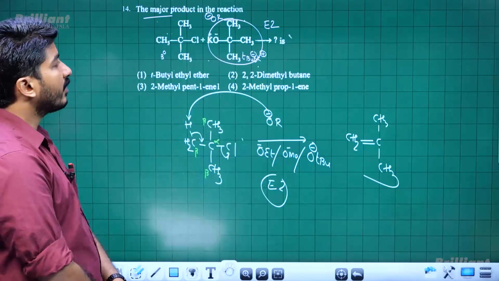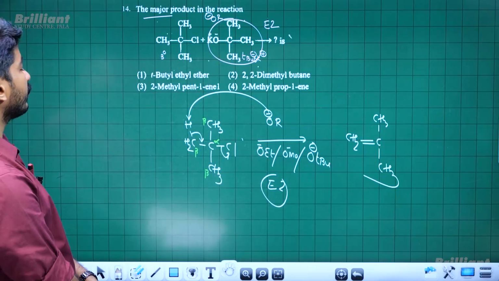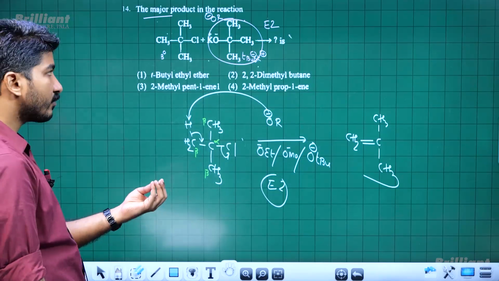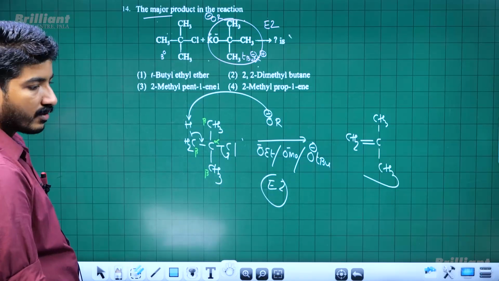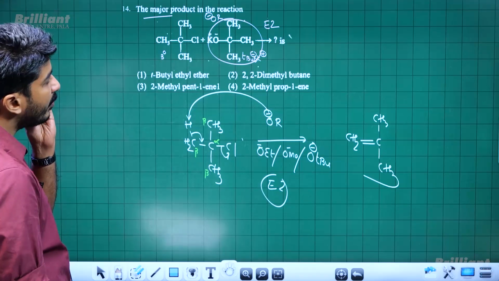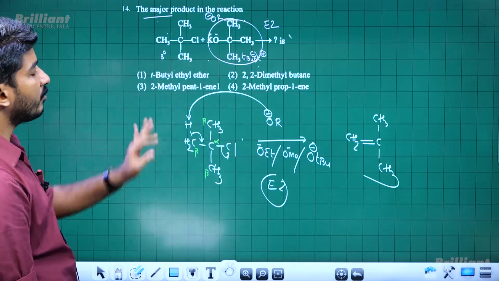Right? So that again reminds us about the rules. Alkoxides with a tertiary haloalkane give alkenes. That is simply due to steric reasons. Just keep in mind that this happens due to one more reason: this is a strong base as well.